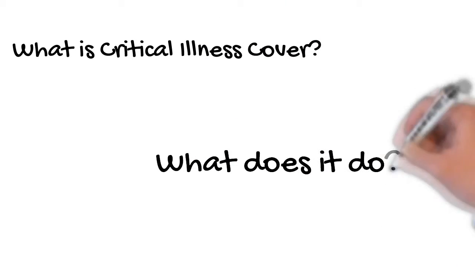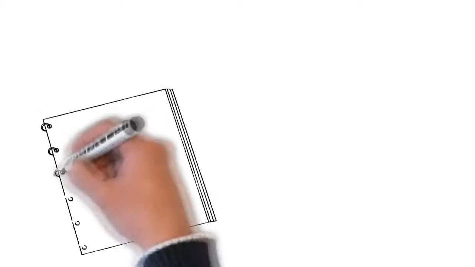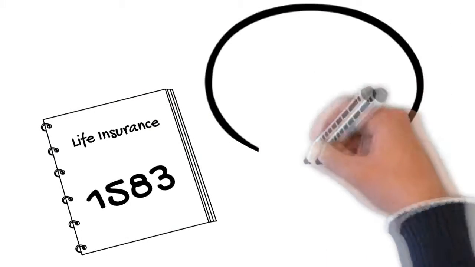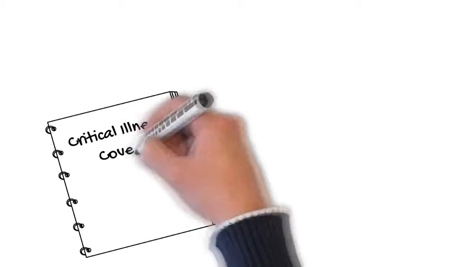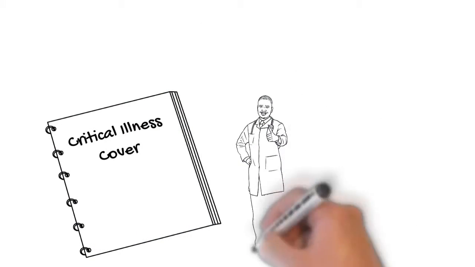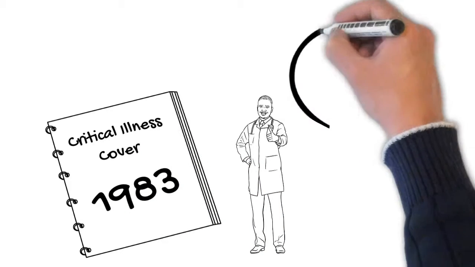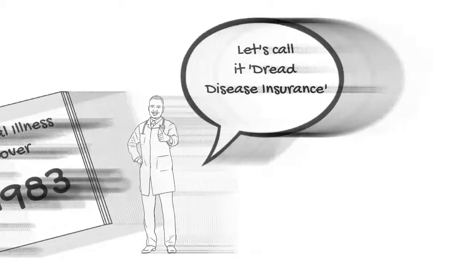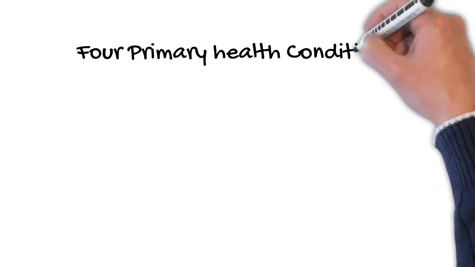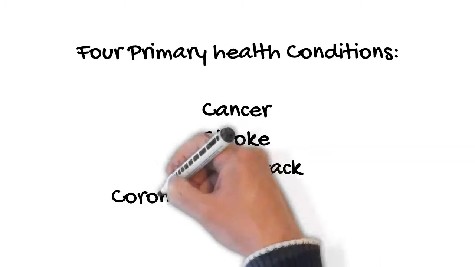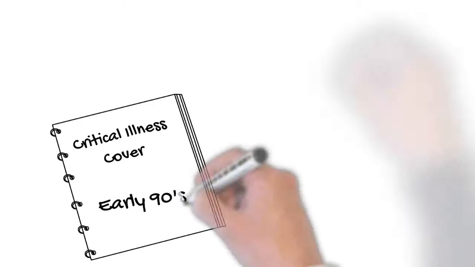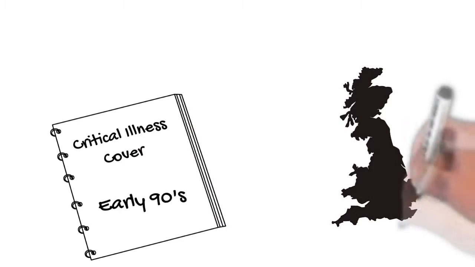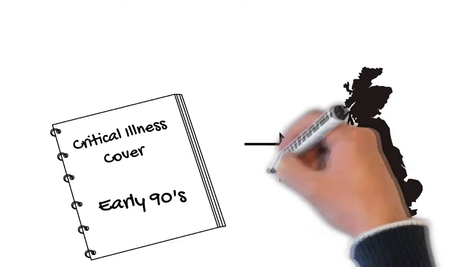So, critical illness. Critical illness is a fairly new kid on the block. Considering life insurance came to the UK in around 1583, critical illness was first created by a Dr. Marius Barnard over in South Africa in 1983. Back then it was called the Dread Disease Insurance and covered 4 primary health conditions: cancer, stroke, heart attack and coronary bypass surgery. It came over to the UK in the early 90s, again with minimal conditions covered, and has been rapidly evolving ever since.